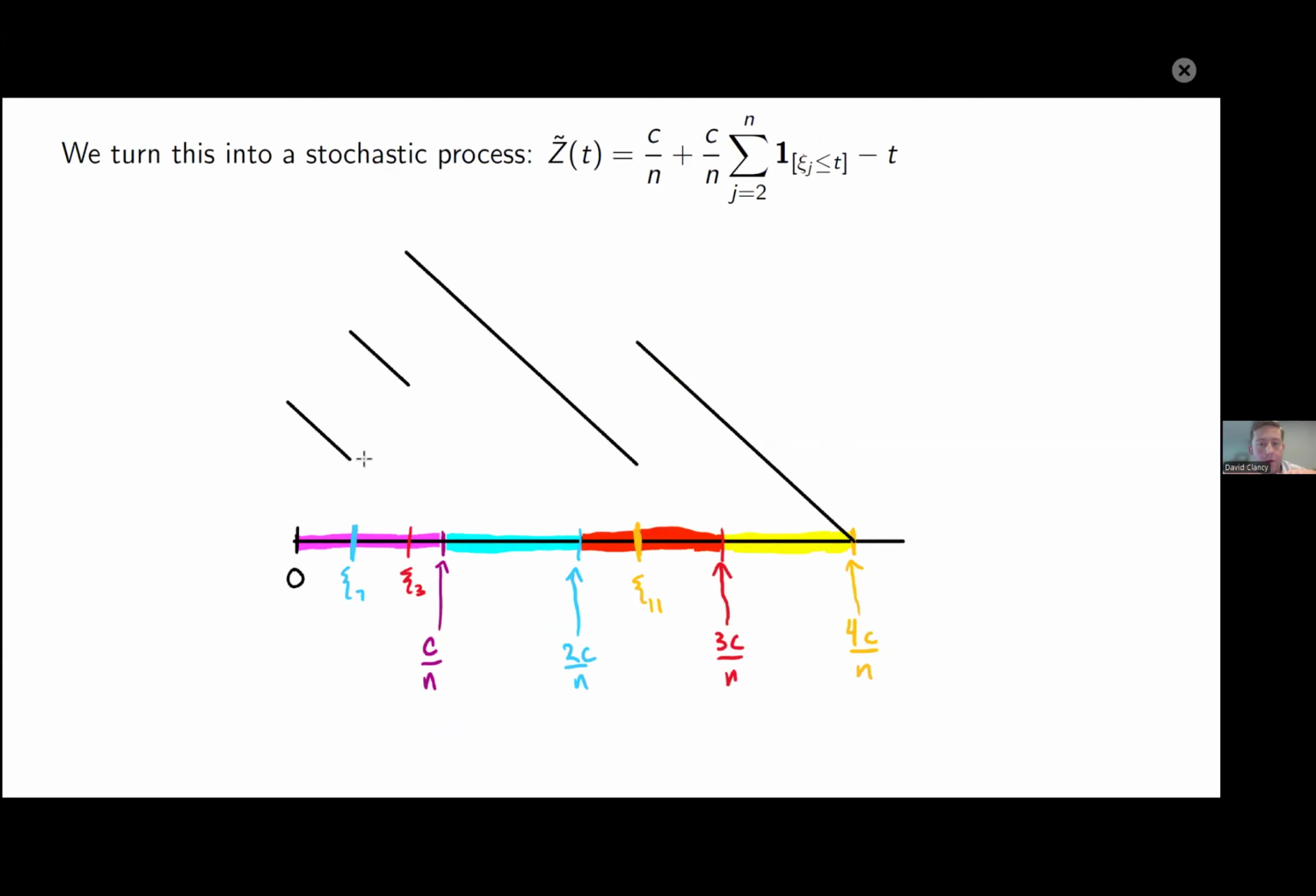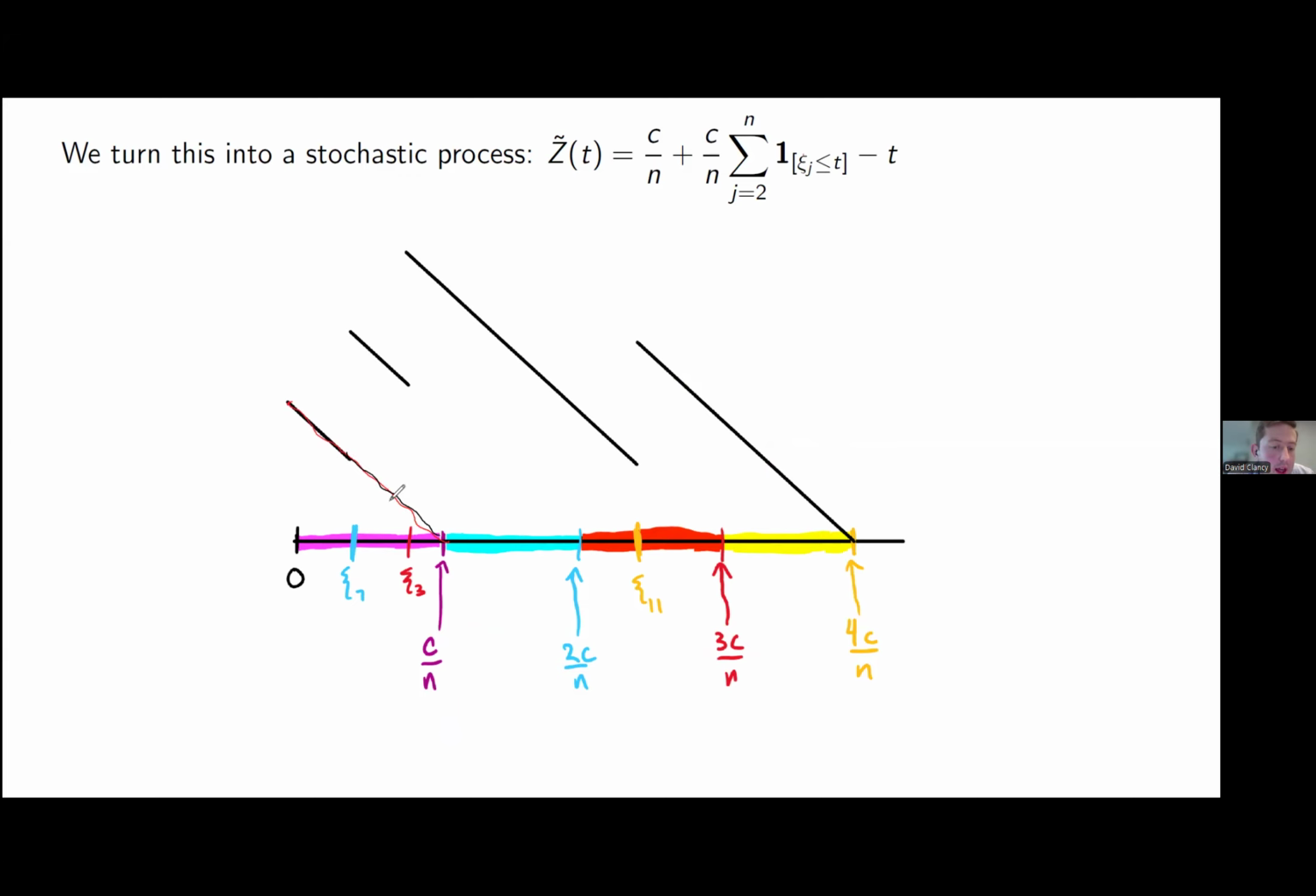Well, we're going to start at time c over n, and we're going to have a negative drift at unit slope. If I can draw straight lines, then this would just mean that at time c over n, this straight line hits 0. So the time we would hit 0, if there were no arrivals, would be precisely the size of the connected component containing vertex 1 multiplied by this constant c over n.